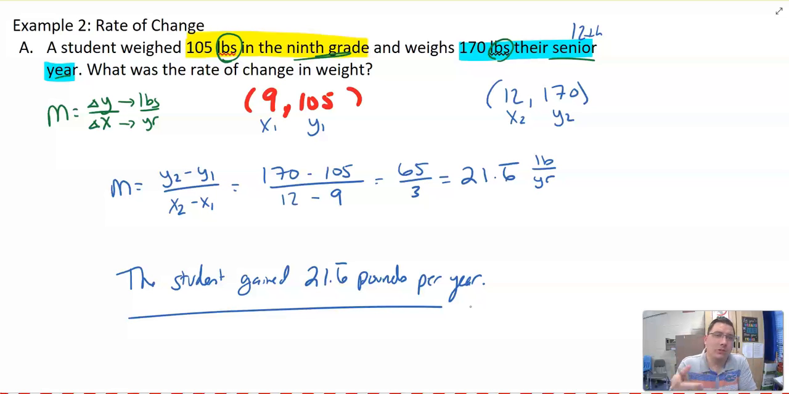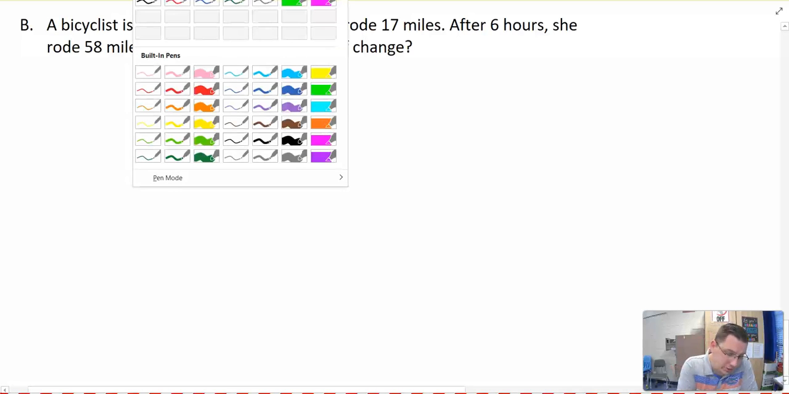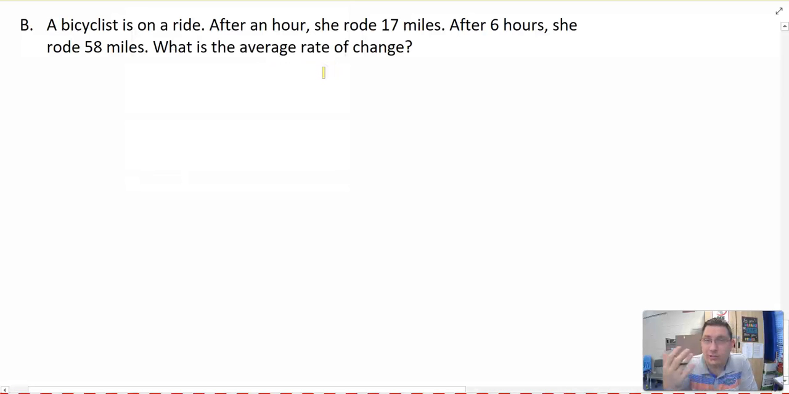Okay? So let's look at our final example, example B. So in example B, we see that a bicyclist is on a ride. After an hour, she rode 17 miles, and after 6 hours, she rode 58 miles. What is the average rate of change? And so again, we're going to set up our x's and y's and understand what is our independent variable, the x, and which is the dependent, the y. Our first bit of information is that after an hour, she rode 17 miles. Now, you may be saying there's no number there for the hours. Well, an hour is how many hours? 1, right?